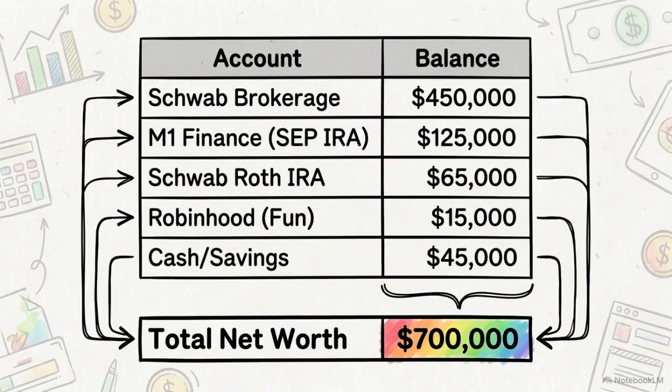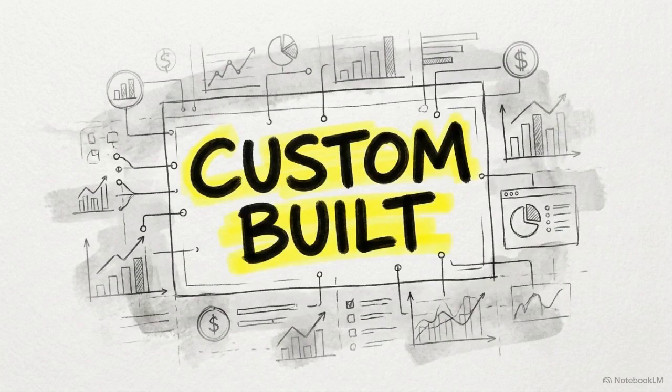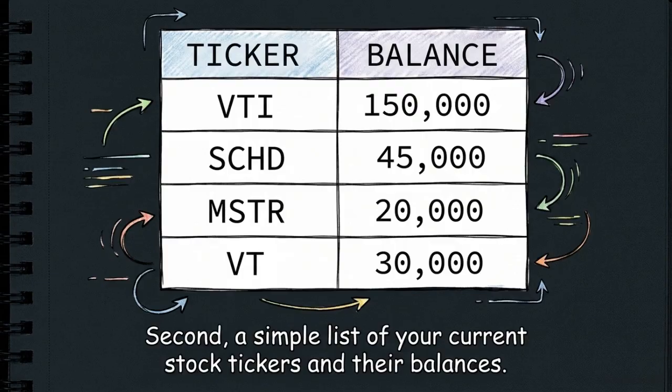Instead of logging into 5 different platforms just to figure out your net worth, you can build a single private dashboard that acts like a personal Bloomberg terminal for your own money, and you can build the entire thing using AI. To pull this off, you only need 2 things. First, access to Perplexity's computer feature. Second, a simple list of your current stock tickers and their balances.